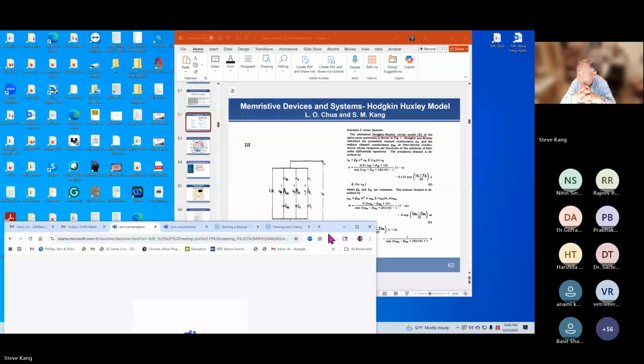Okay, sir. There is another question from Harshada Suresh. She wrote: is there any relationship between memristor, mem capacitor, and mem inductor? Also, are mem capacitors and mem inductors as important as the memristor?